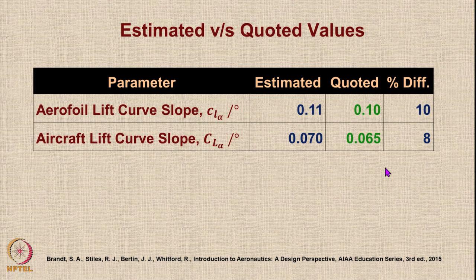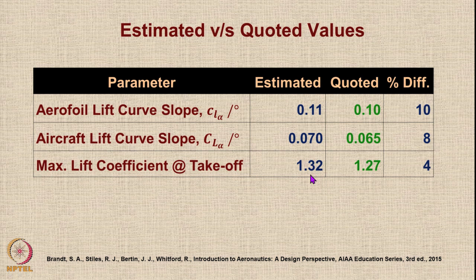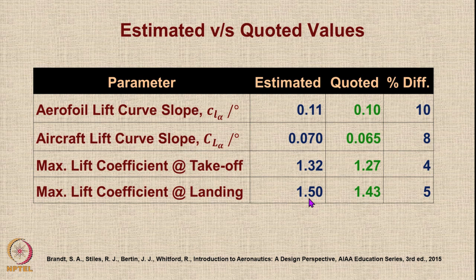Then the maximum lift coefficient we have estimated is 1.32, whereas the quoted value is 1.27. So, there is a 4% difference between the estimated value and the quoted value. And at landing we have estimated the lift coefficient to be 1.5, whereas the value given is 1.43. So, there is a 5% error. In other words, if there is a fundamental error in the basic aerofoil lift curve slope itself, then we expect these errors to come. But still we are very much comparable to the value quoted in the literature.